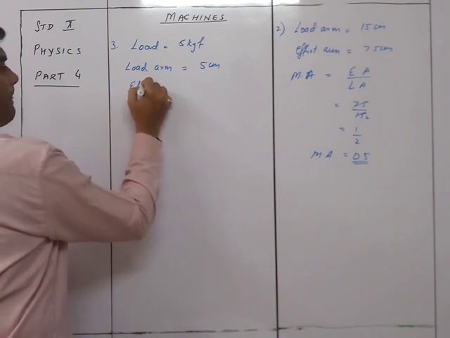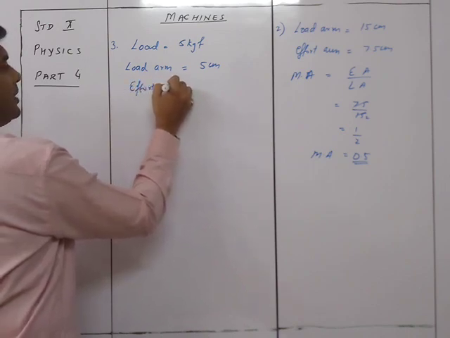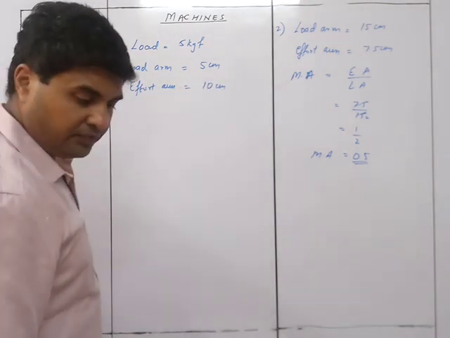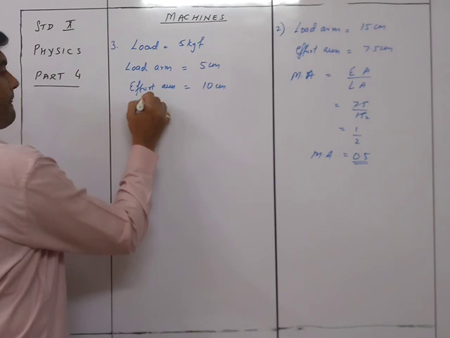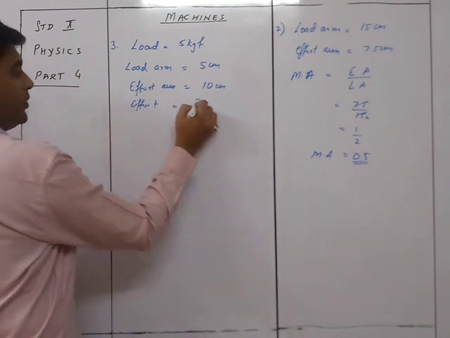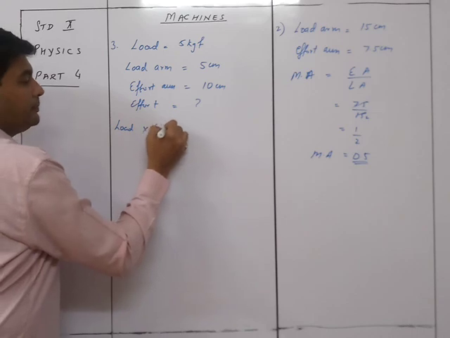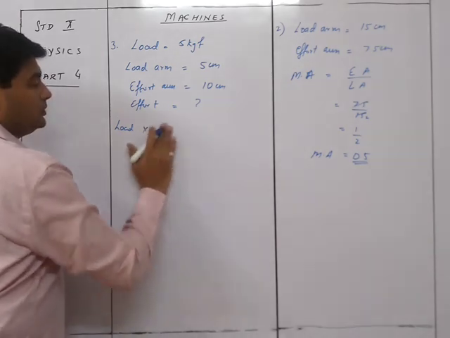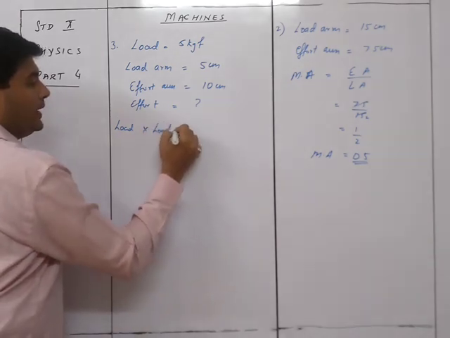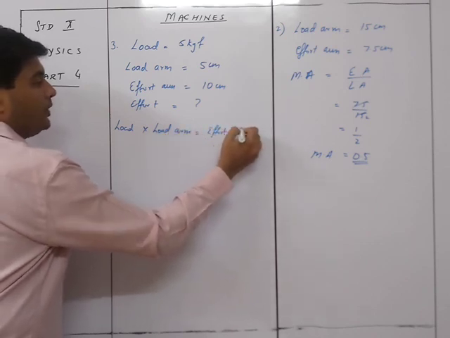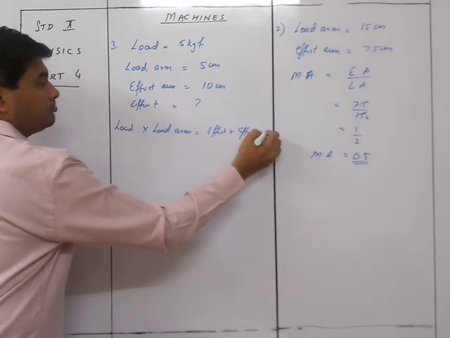The effort arm, that is the handle, is 10 centimeters long. We need to find out the effort. So we know that load into load arm is equal to effort into effort arm.